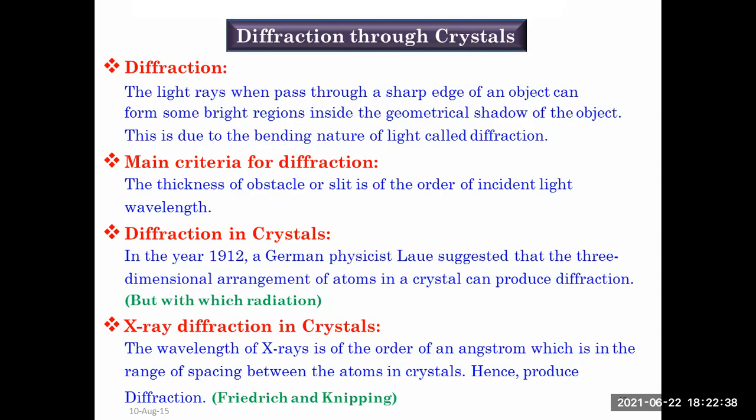Now the main important condition for diffraction is that the opening, or slit in the language of physics, should be of the order of the incident light wavelength. Diffraction in a crystal was first discovered by Laue. Laue is the scientist who gave us this information. Diffraction of X-rays in a crystal was demonstrated by Friedrich and Knipping.